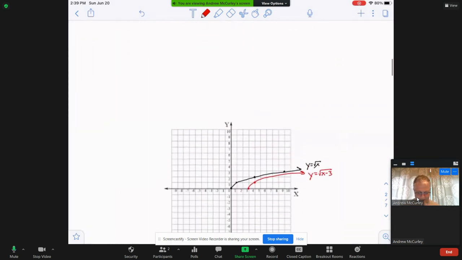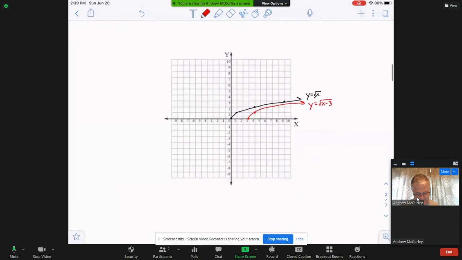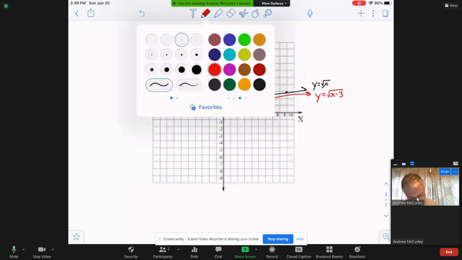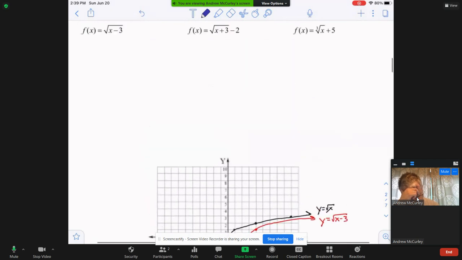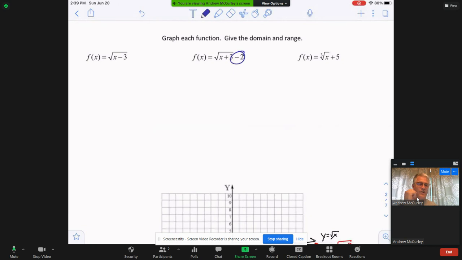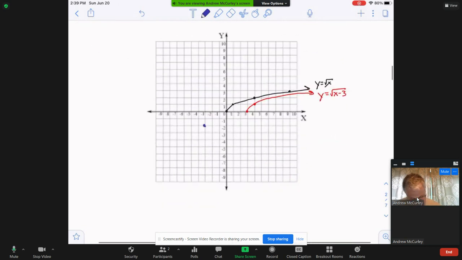What about the next one? Now, I've got an x plus 3 minus 2. So what that's going to do is go to the left. Starting like the black y equals square root of x, it's going to go left 3 and then down 2. This number on the outside here is the vertical shift, so it's going to shift down 2. It's going to do kind of the same thing. I'm just going to do a couple of points just to get it going, and it's going to go forever that way.